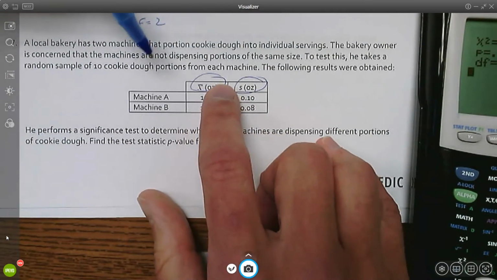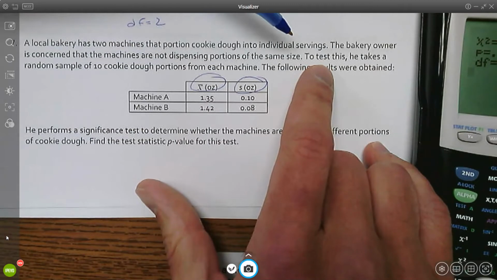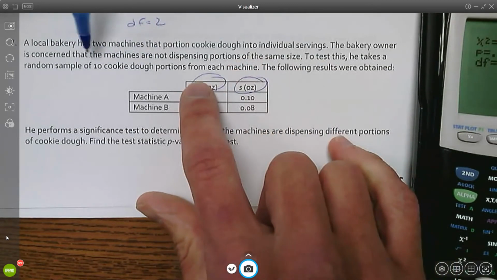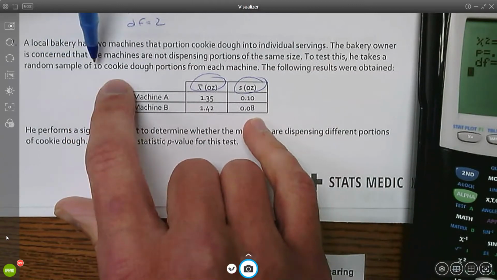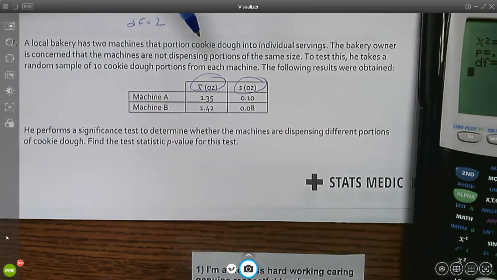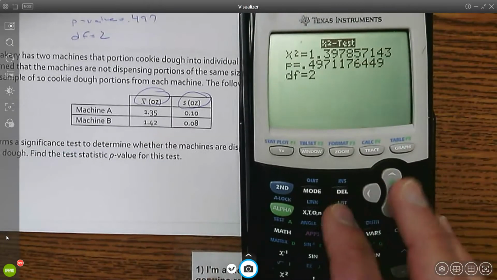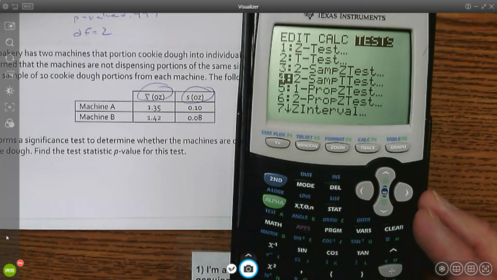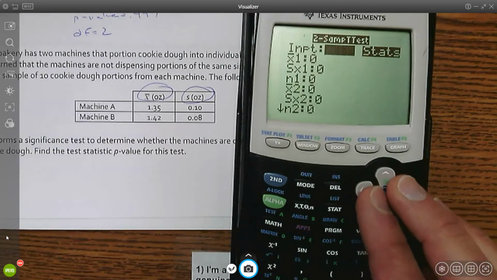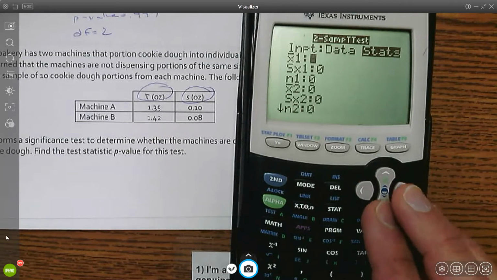Now I just need to know, is it 2 sample or paired? There's 2 separate machines, and he takes a random sample of 10 from each machine. So they're not paired in any way. This would be a 2 sample t-test. So I'm going to go stat test 2 sample t-test. Again, we don't have the data. We just have the summary values, so we're going to do that.